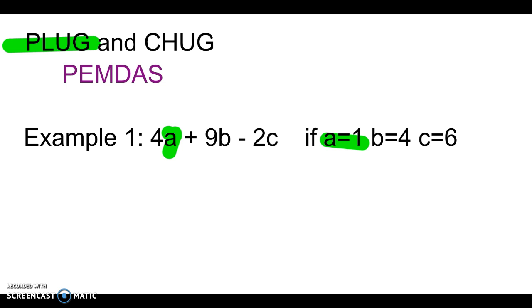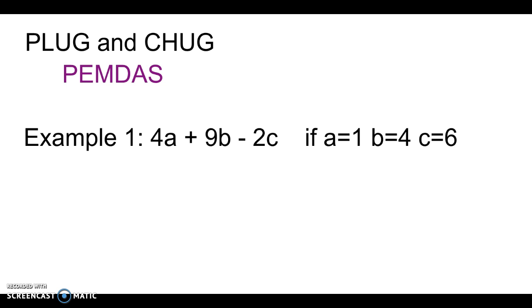And then the second part is to chug. So after you plug in all your numbers where there's a variable, you are going to chug. You are going to evaluate the expression. So we're going to get a value for this. So let's go ahead and do that now. Copy down example 1 in your notes. You can pause the video here if you need to, and then when you press play, you will catch up with me.